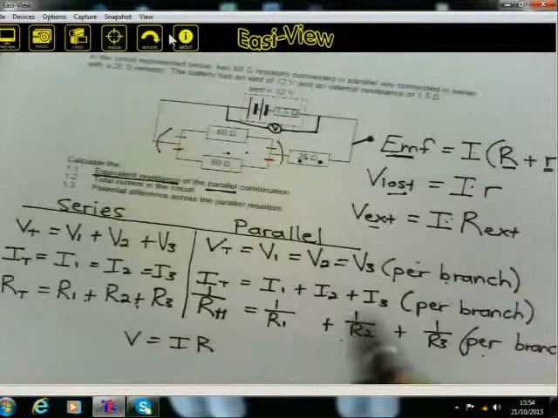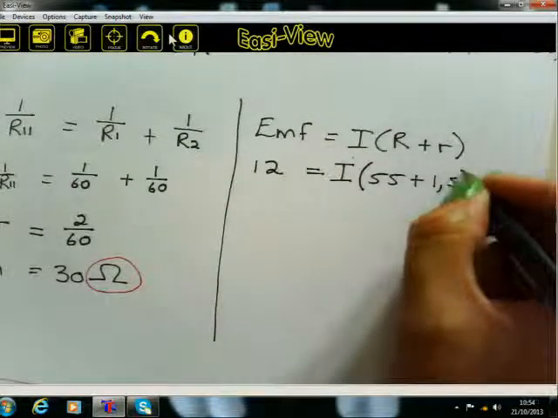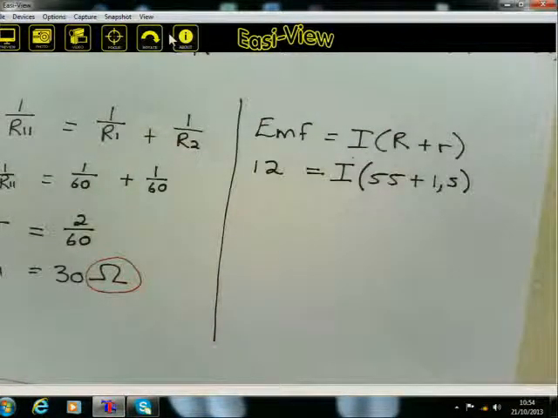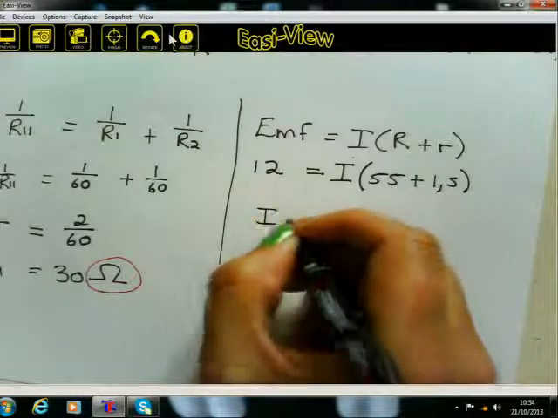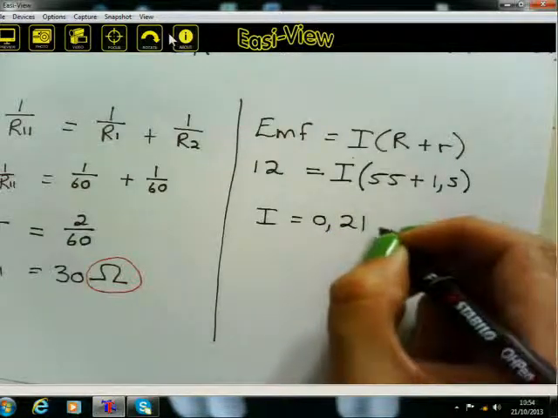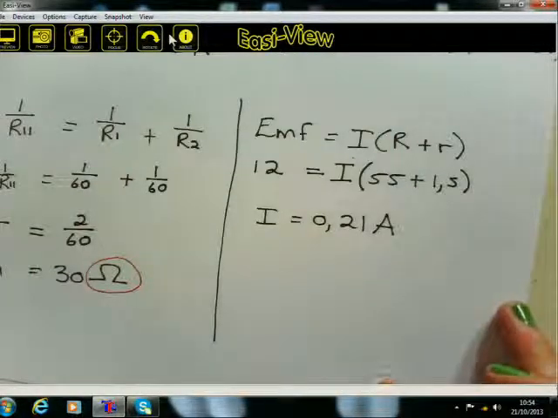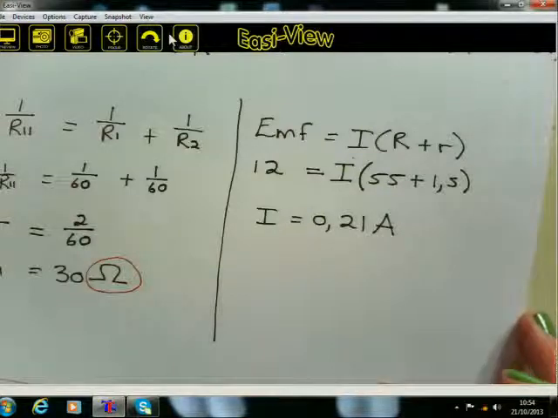Plus, do we have internal resistance? Yes, we do. They gave it to us, 1.5, so we substitute into small r 1.5. And then you go and do the math, and you get I equals 0.21 amps. And that's the second question, and you'll get full marks for that one.